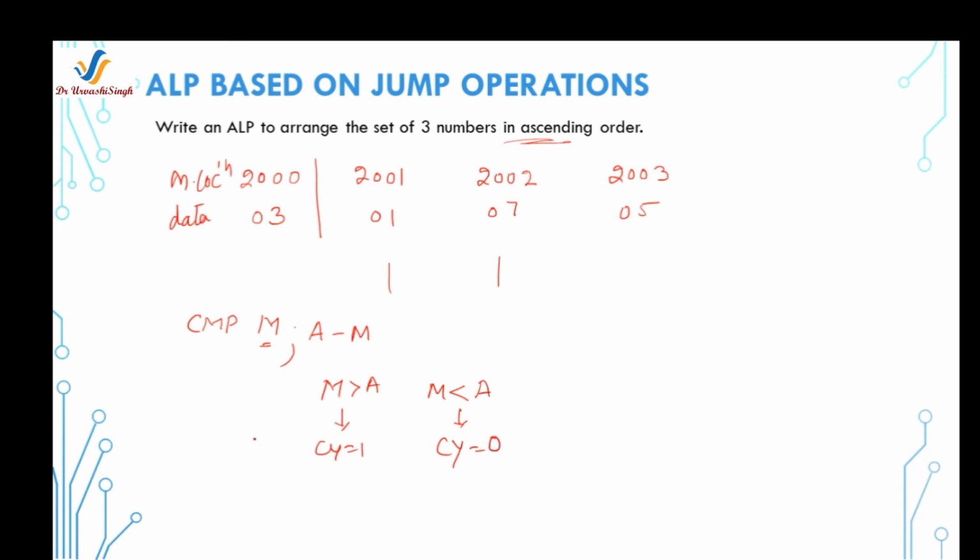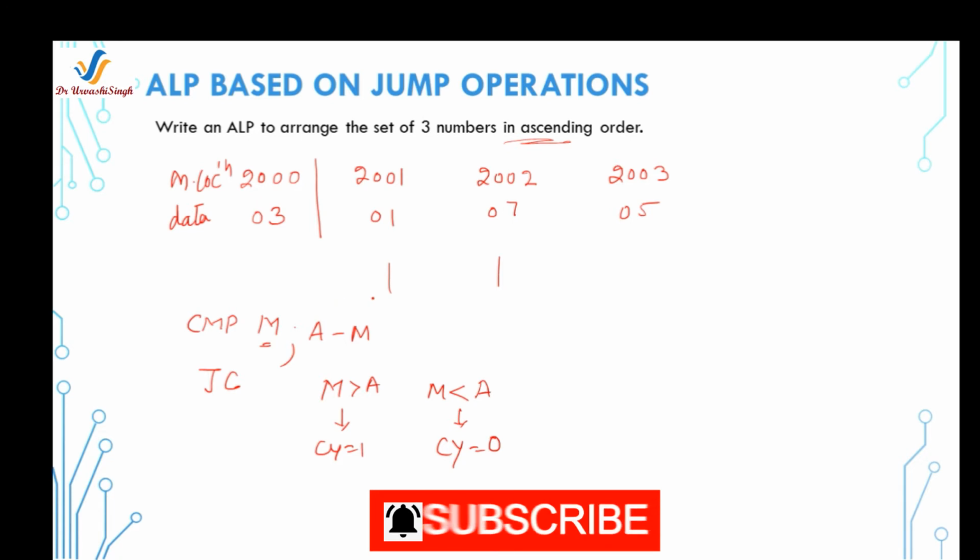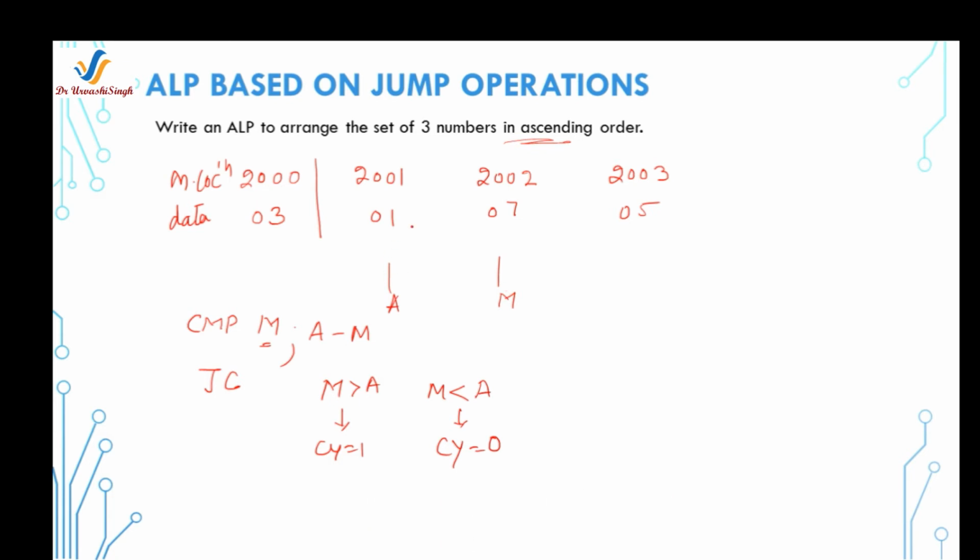So I will use the jump if carry instruction. For this I am taking the first number into the accumulator and the second number at the memory location. While comparing these 2 numbers, you can see that there will be a carry because the memory location content is greater than the accumulator. And for this, what will you do? You will do nothing. You have to just decrease the counter.